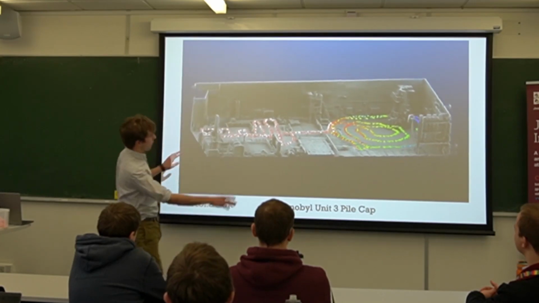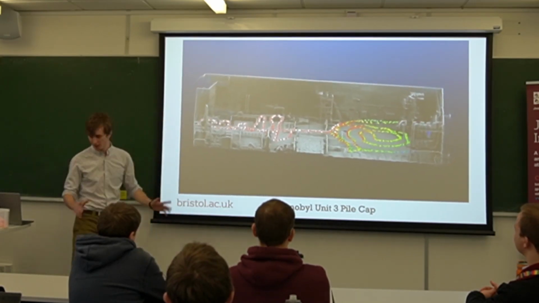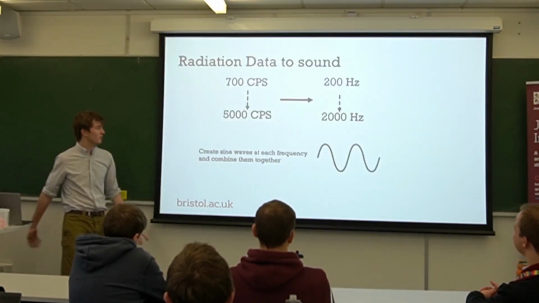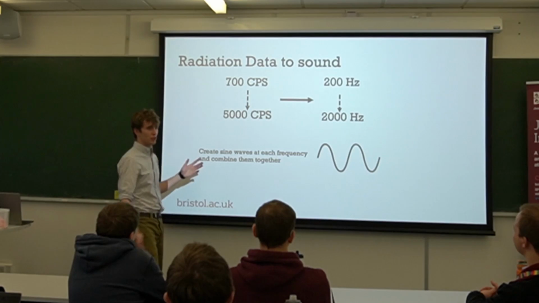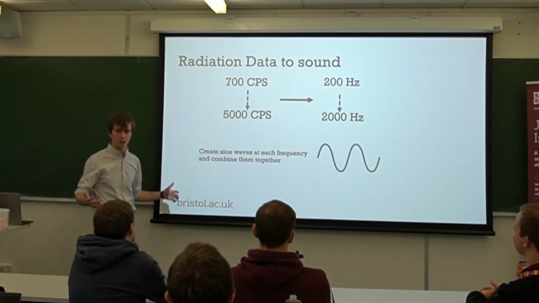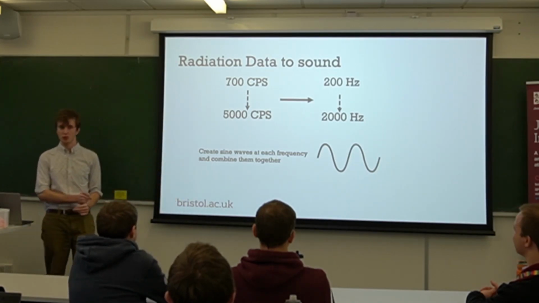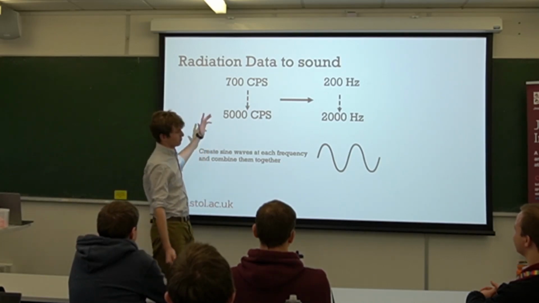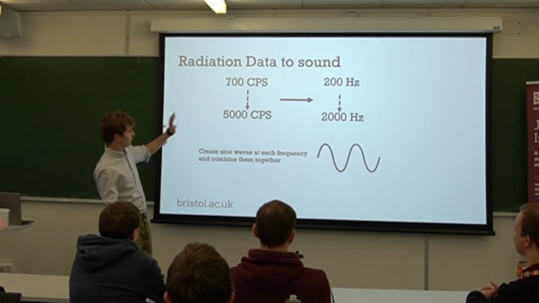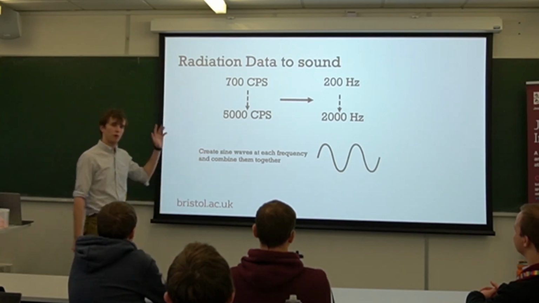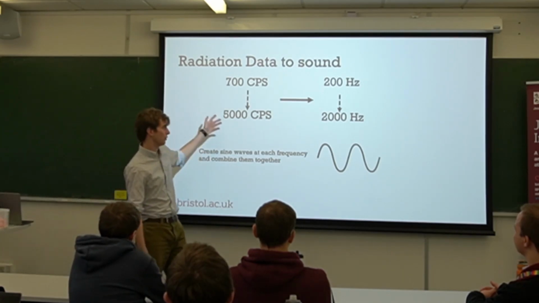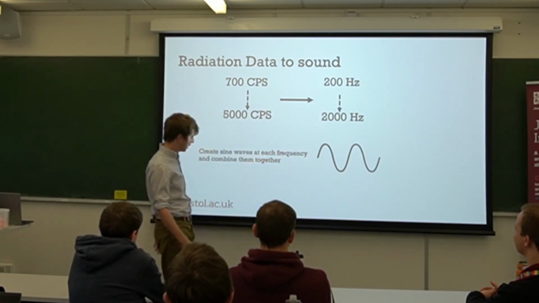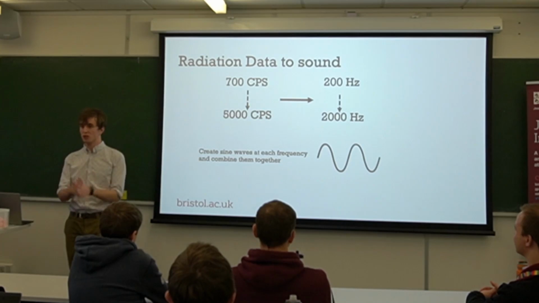But this is all well and good, just looking at it. But again, maybe we can go further. So the first thing I did is take a bunch of these radiation measurements, which are counts per second at any one particular position, and try to convert them to sound. Our radiation measurements go from 700 counts per second to 5,000 counts per second. If we map each of those measurements onto a frequency, it will range between 200 Hz and 2000 Hz. We generate a bunch of sine waves and smash them all together.